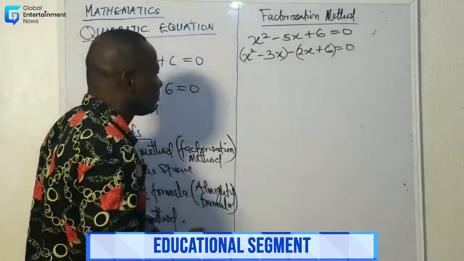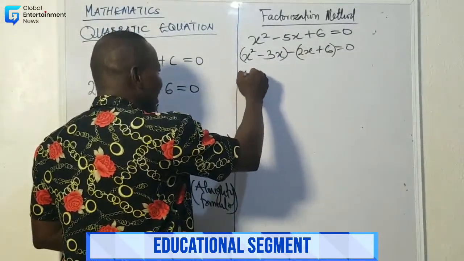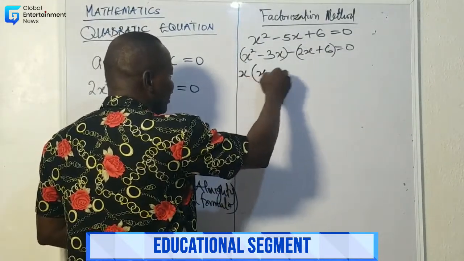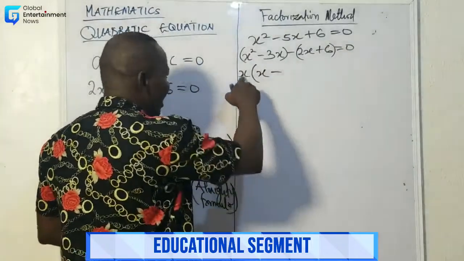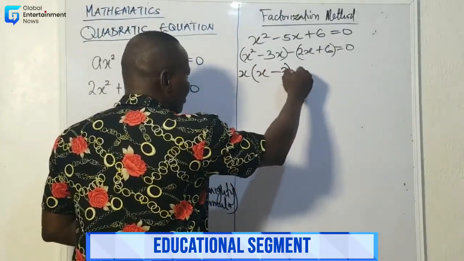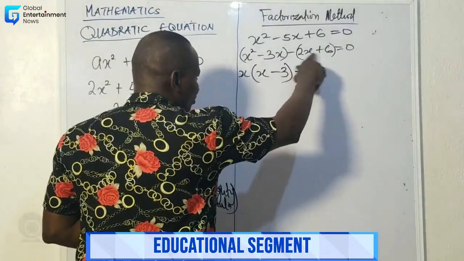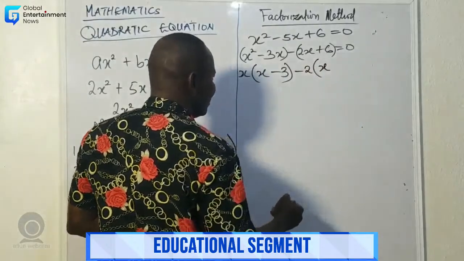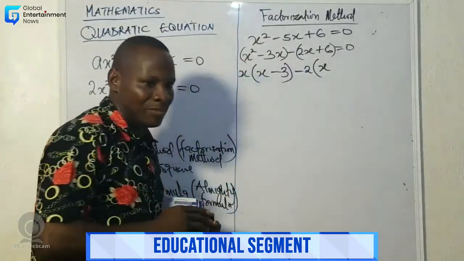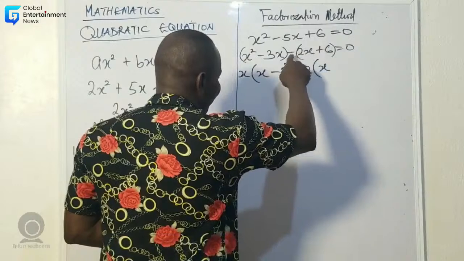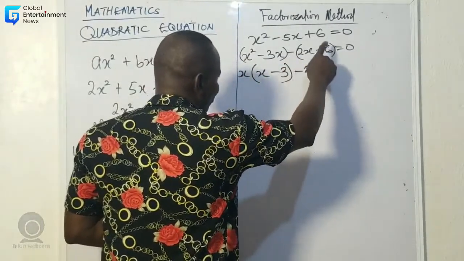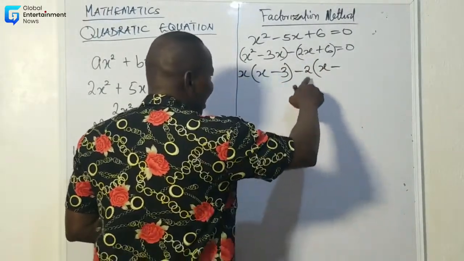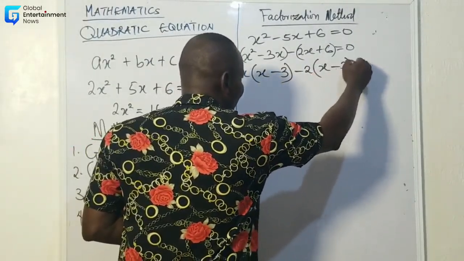What is common here? x can go here, x can go here. You say x, bracket open, 1x cancel 1x, it remains x. Then minus x cancel x, what remains? 3. Then minus, what is common here? 2 can go here, 2 can go here, 2 brackets. What do we have here? We have x. Then that last number, remember please, multiply the external operation with the internal operation. Minus times plus is minus. How many 2 can we see in 6? That is 3, equal to 0.